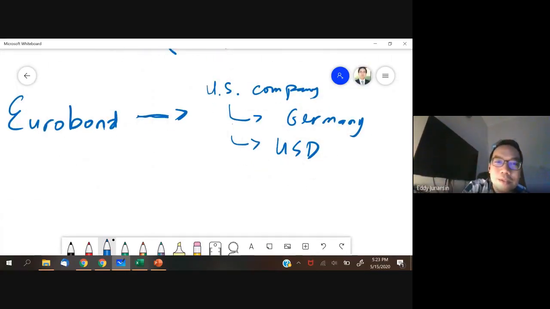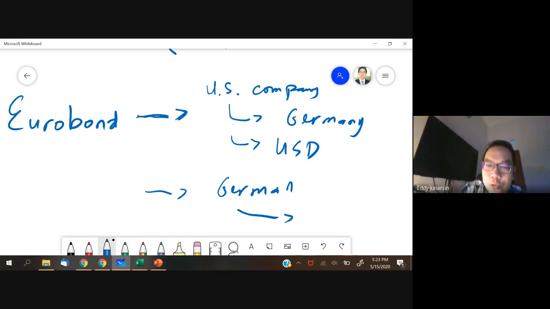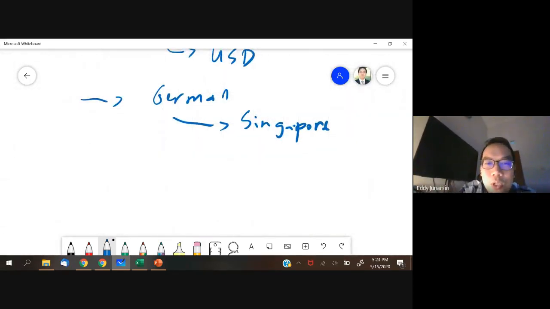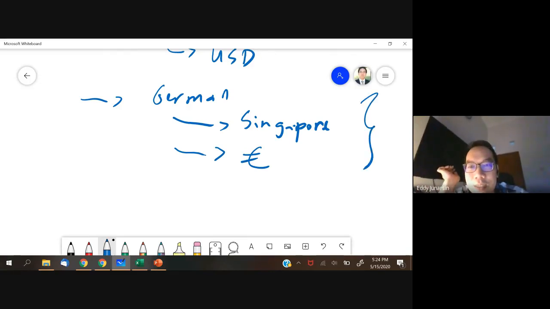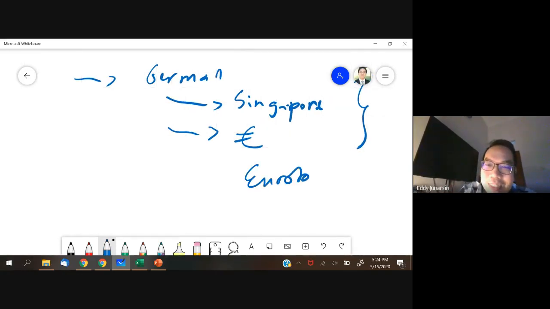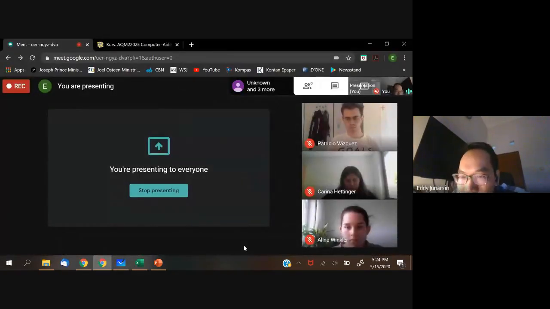But you can do it the other way too, and this is the funny thing. If you are a German company and you come to Singapore, and you issue a bond in euro, what is the name for this? Very easy, Eurobond. You see the point, right? You go to another country, but you issue a bond using your home currency. That is called a Eurobond.